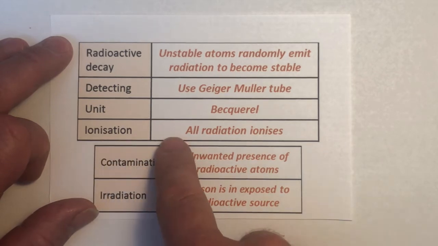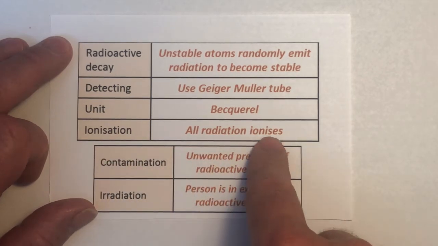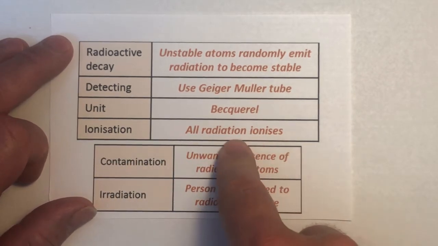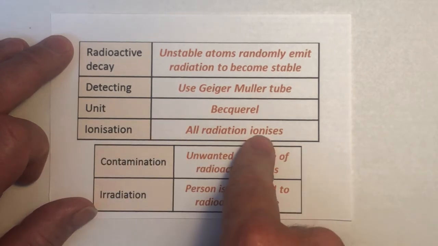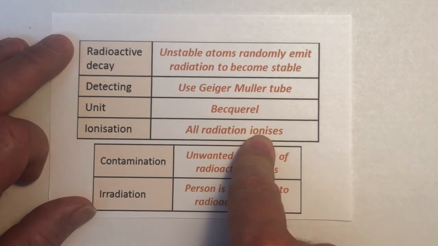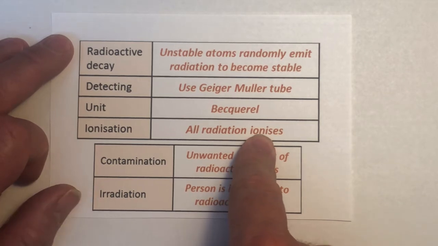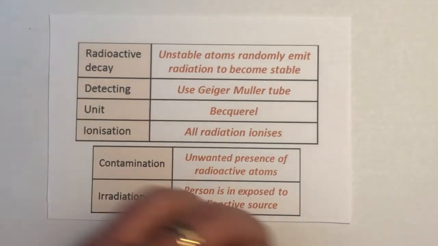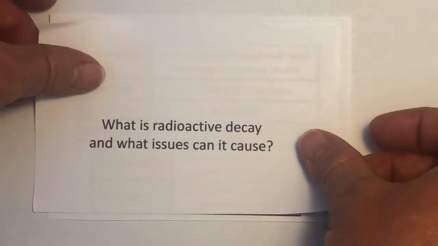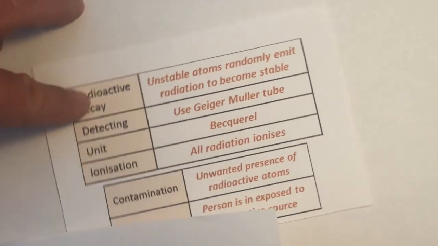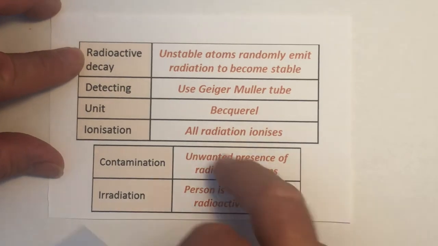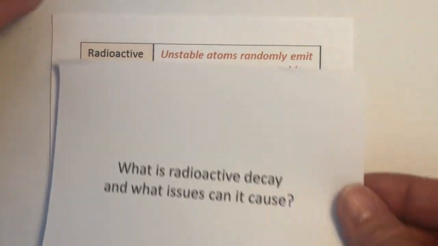Ionization is where all radiation ionizes, right? So all radiation, if it goes into your body or does something to something else, ionizes something, which is part of the way in which cancers can be created. The question then, what is radioactive decay? Just gone through it. That's the definition of radioactive decay, and these are some facts about it.